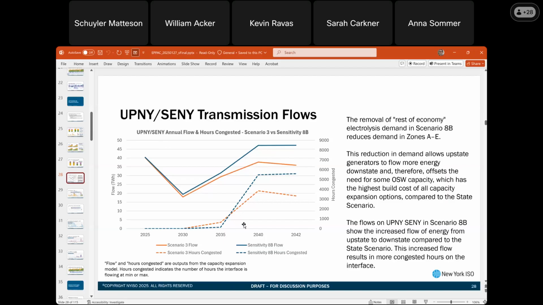And then we also looked at the hours congested. Dotted orange is scenario 3 hours congested and dotted blue is this sensitivity. Both flow and hours congested are outputs from the capacity expansion model, and hours congested indicates the number of hours the interface is flowing at minimum or maximum.